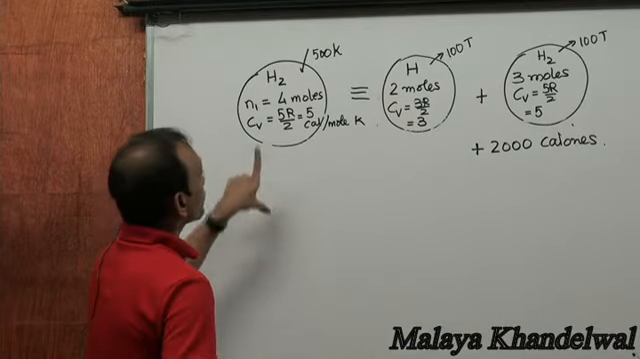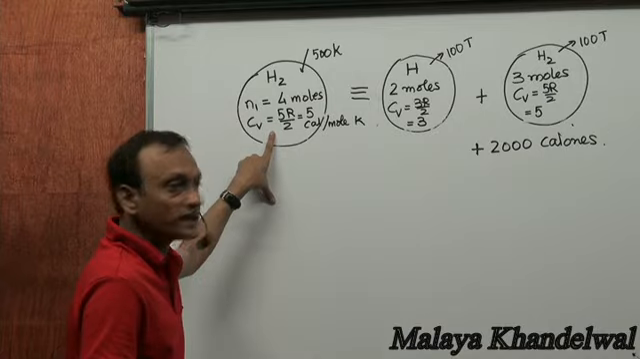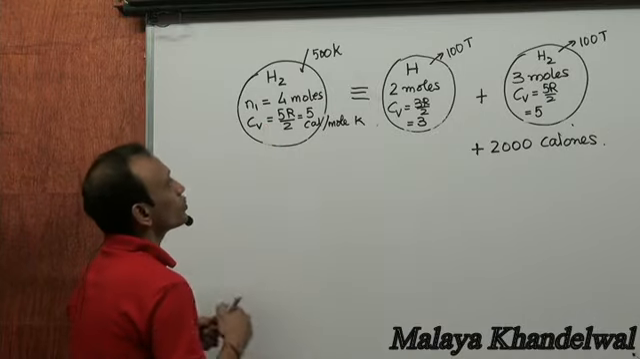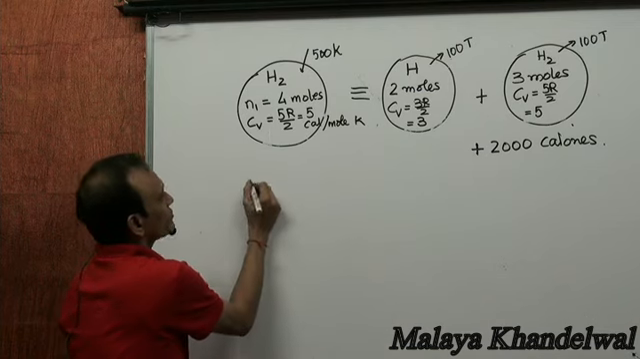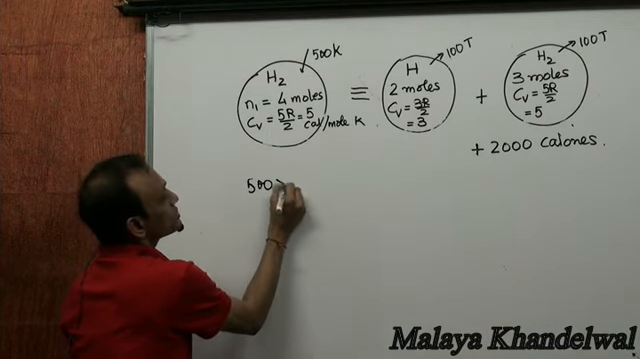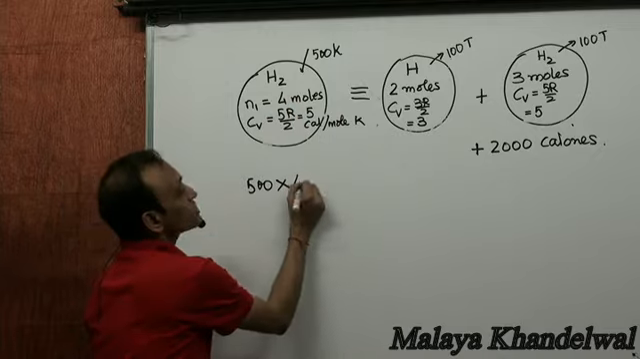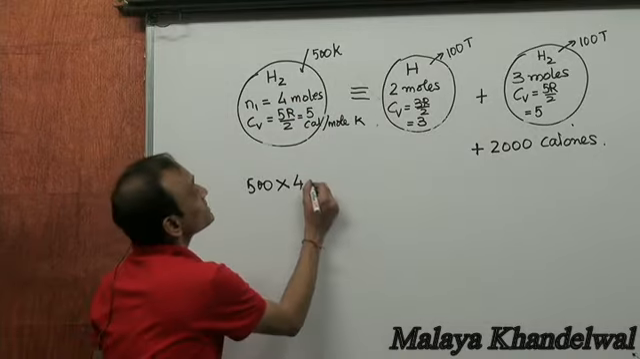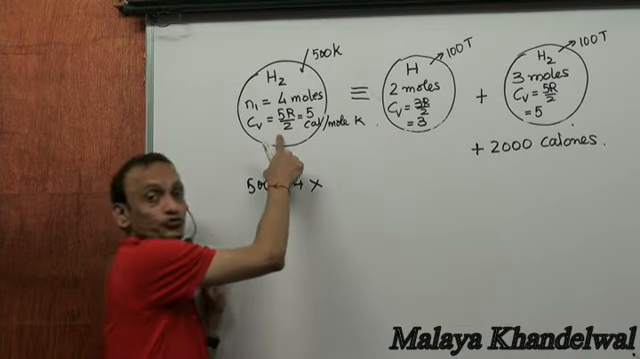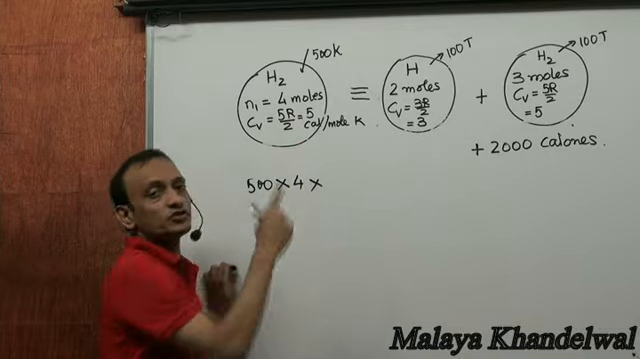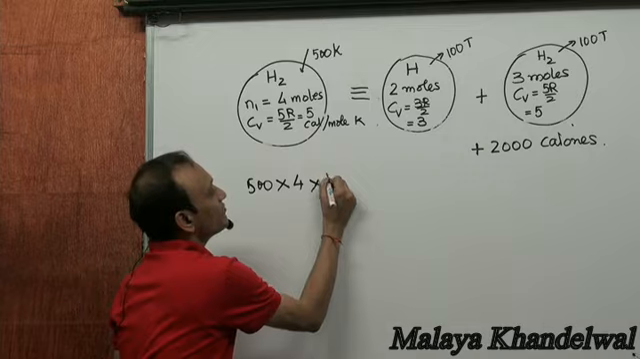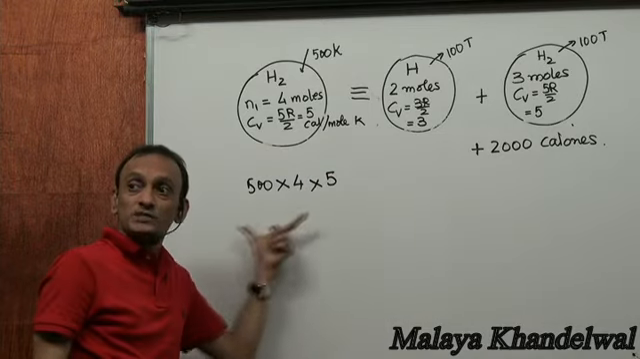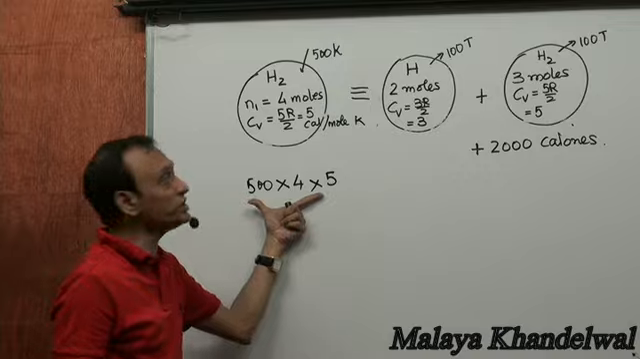Now, what's the total internal energy originally? The total internal energy originally is 500, that is the temperature, into the number of moles 4, into CV, which is 5R/2 for a diatomic gas. R is given to be 2 calories per mole per degree Kelvin, so this will become 5. These many calories is the total internal energy initially.